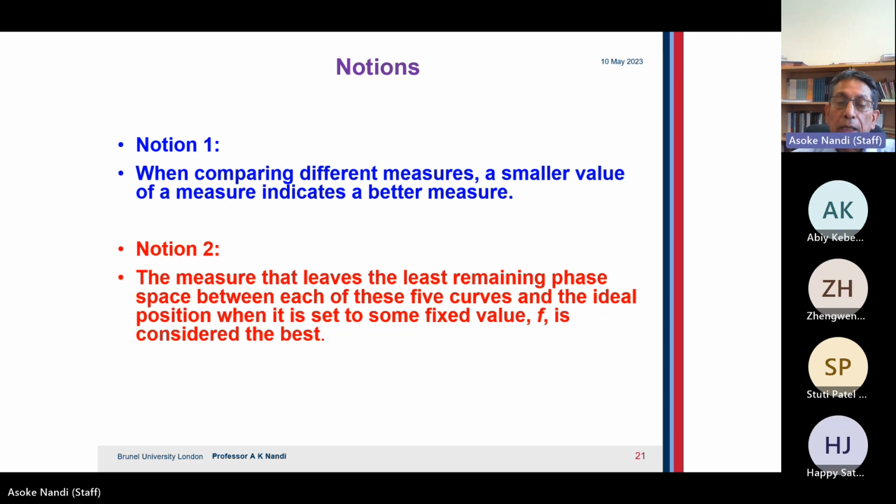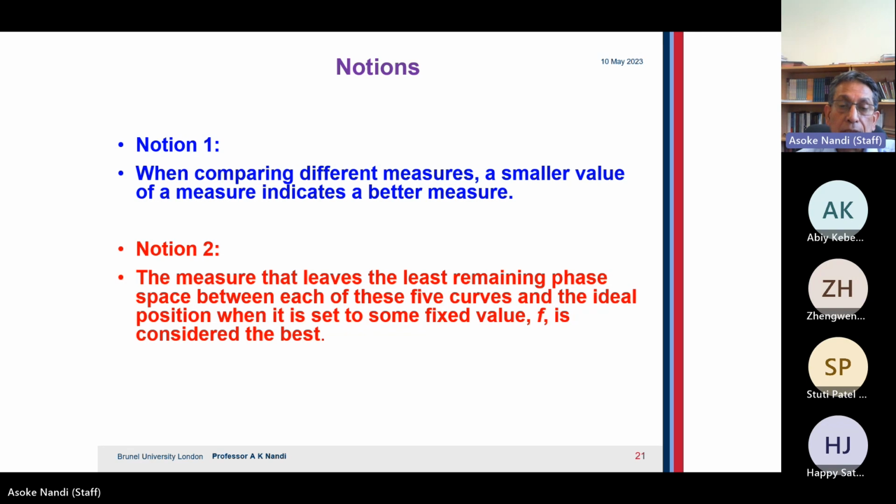But when you have multiple metrics, say two metrics, then it's not a distance anymore. It's two-dimensional. Then, from the ideal position, what you should be looking at is the least remaining phase space in two dimensions.